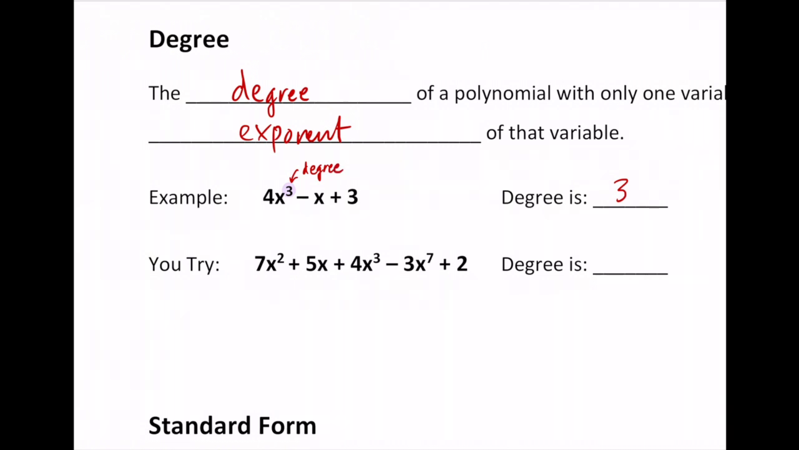So I'd like you guys to try that following example. Look at which exponent is the largest, and that will tell you what the degree is. Alright, so let's take a look at all of our exponents. We have a 2, a 3, and a 7. Obviously 7 is the largest out of all of those, so we say that our degree is 7.